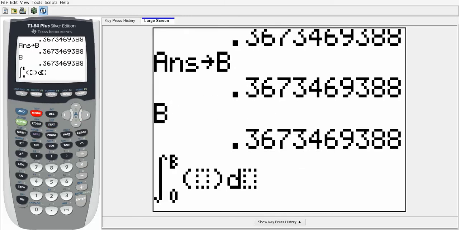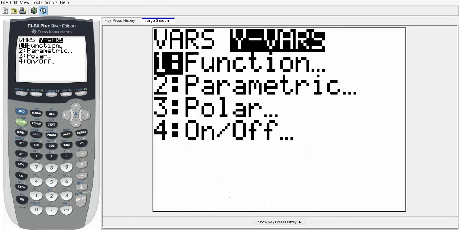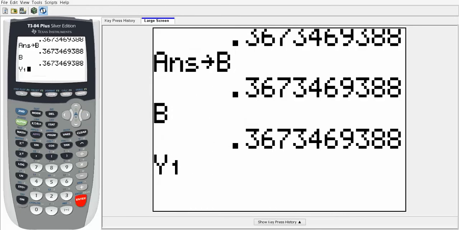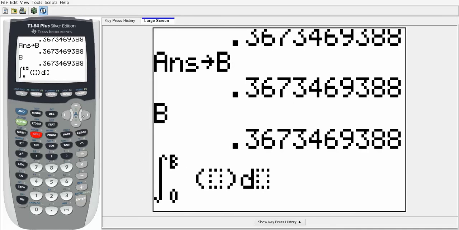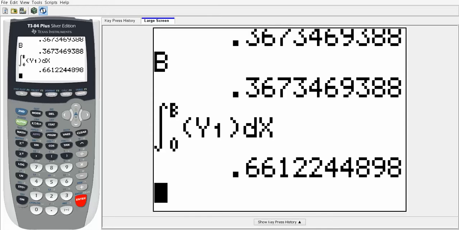The normal way to do it is you go to vars, y vars, function y1. Oh, and I just overwrote it. Great. So what was that again? Math 9. I'm going from 0 to what? B. I don't understand why we need to do it twice. Why can't we just type the equation? As long as you have it. Oh, you'll notice. So then you just go plus 11.4.